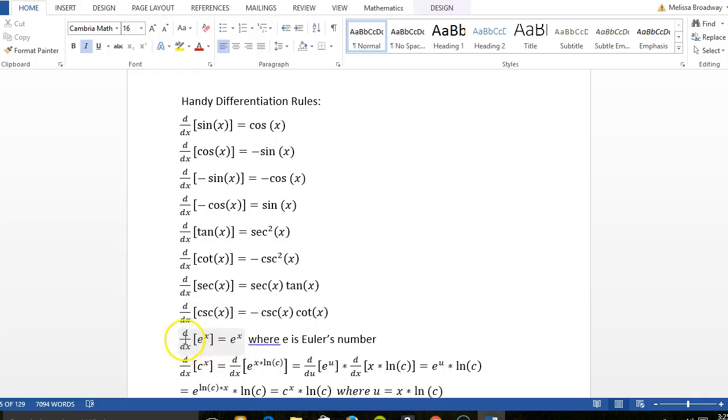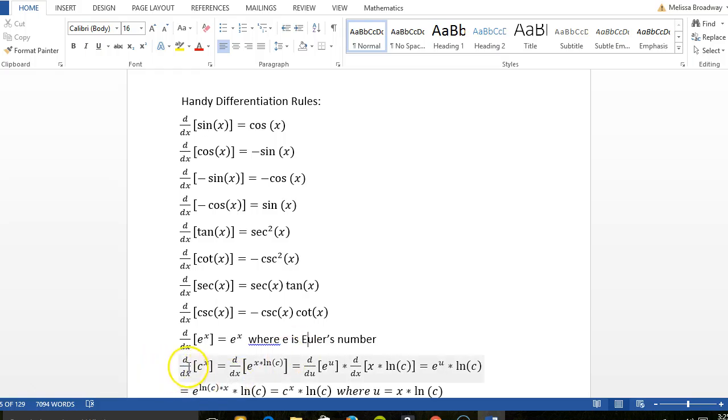Okay, and without proof, the derivative of e to the x, where e is Euler's number, is itself, e to the x. That is weird. E to the x is the one function that equals its own derivative. That is a strange thing. But we have found a function that equals its own derivative, e to the x.